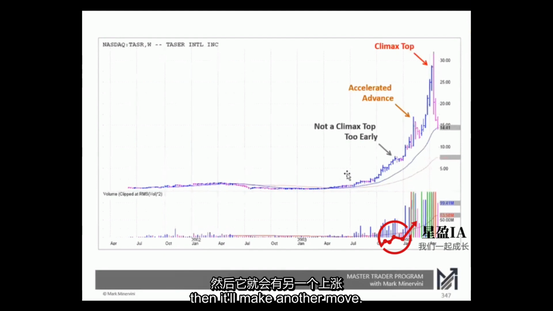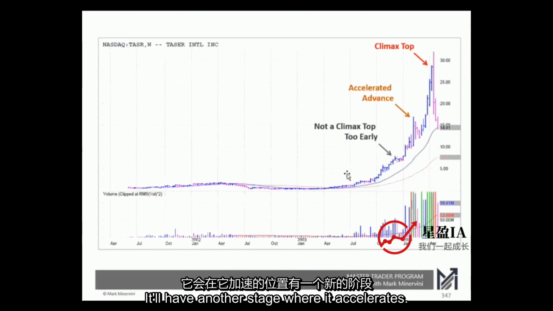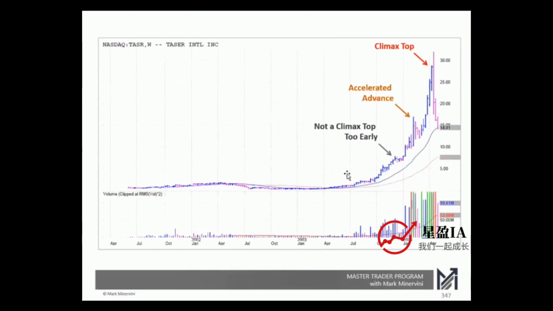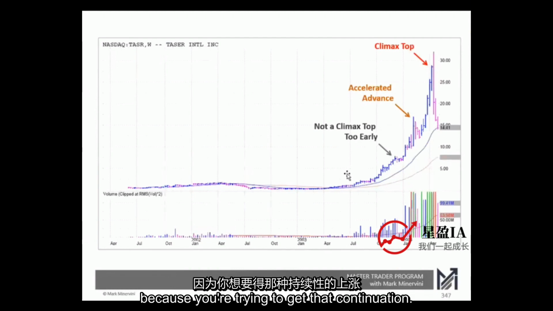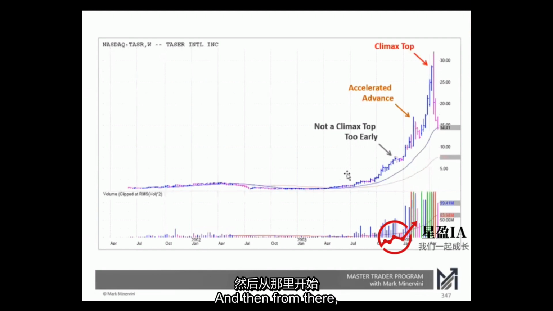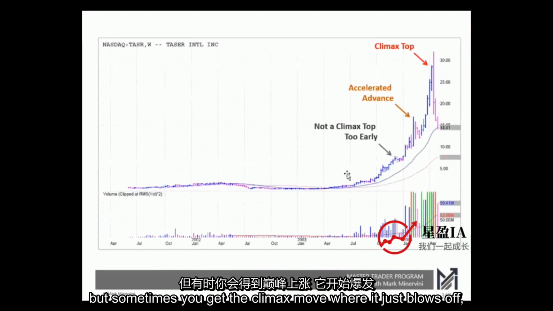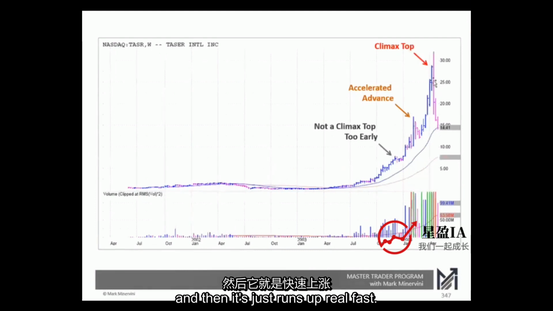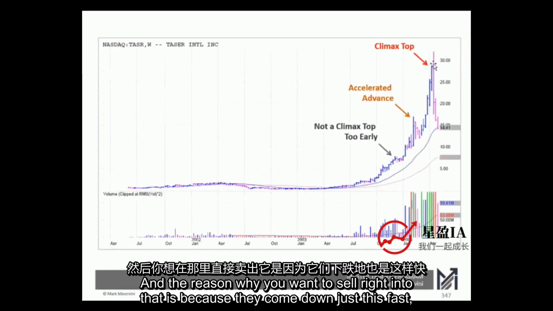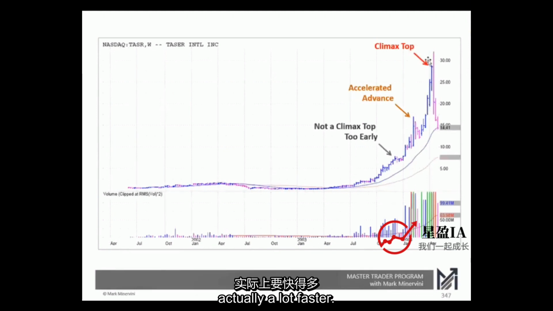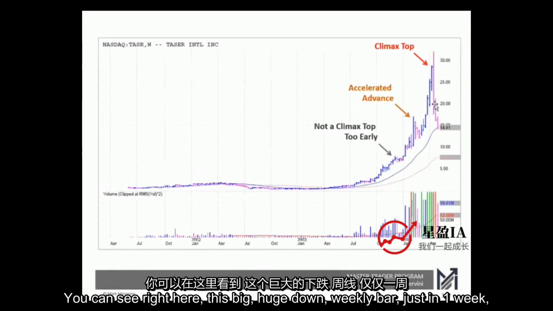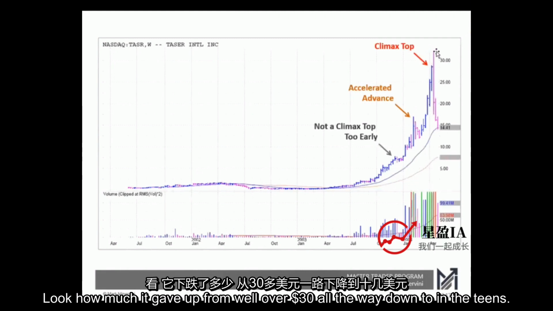Then it'll make another move. It'll have another stage where it accelerates, and that's the part that you're trying to get involved in, because you're trying to get that continuation. And then from there, sometimes you get, as Dave said, not always, but sometimes you get the climax move where it just blows off, and then it just runs up real fast. And the reason why you want to sell right into that is because they come down just as fast, or actually a lot faster. You can see right here, this big, huge down weekly bar just in 1 week. Look how much it gave up, from well over $30 all the way down to the teens.